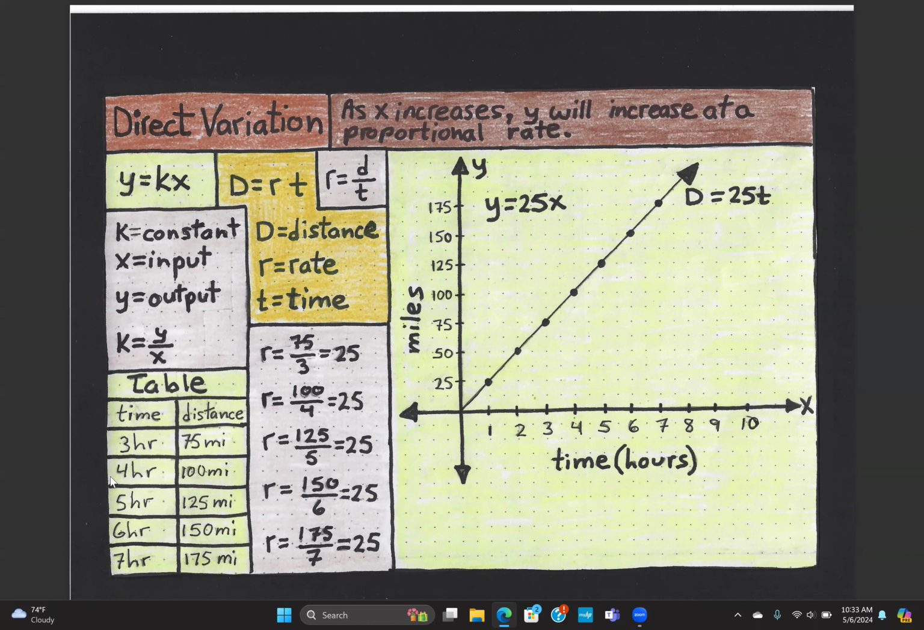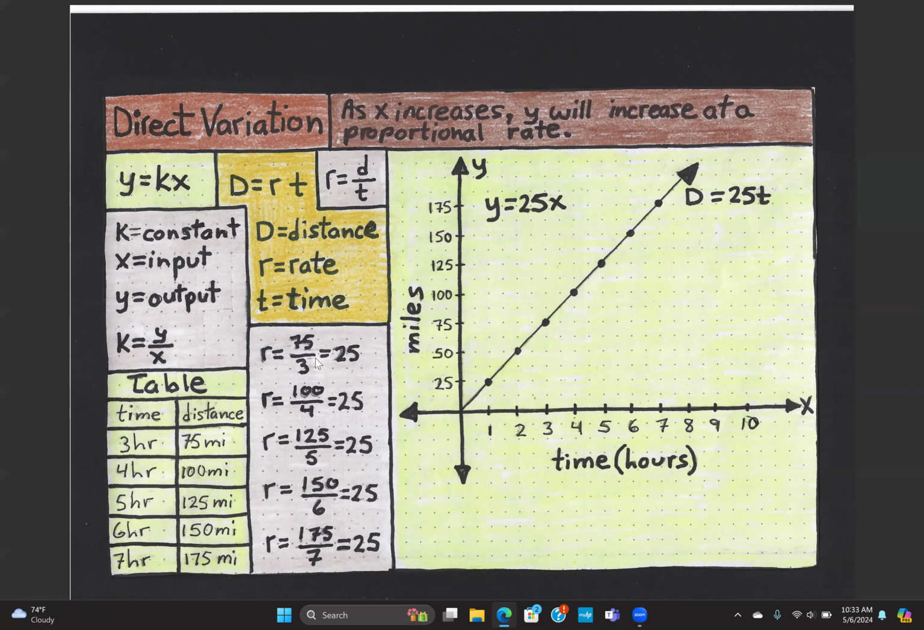And so let us take a look at our table, which also represents our ordered pairs, in which we have 3 hours, 75 miles. Traveling 4 hours, we arrive at 100 miles. 5 hours, 125 miles. 6 hours, 150 miles. And 7 hours, 175 miles. And since we're going to plug these numbers in to find out what the constant rate is, or what the miles per hour will be, we're just going to divide the y values by the x values.